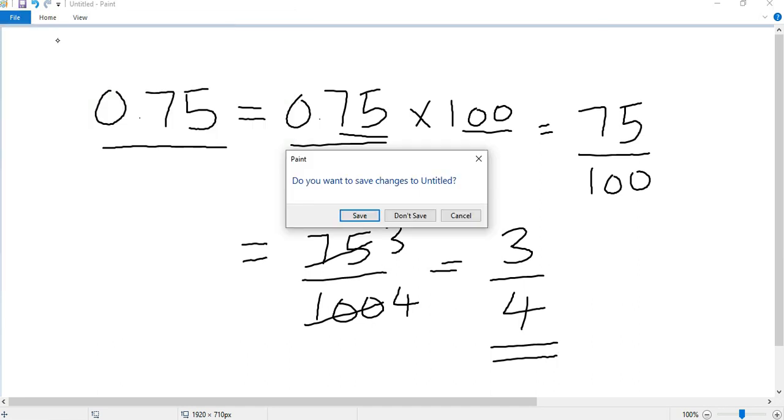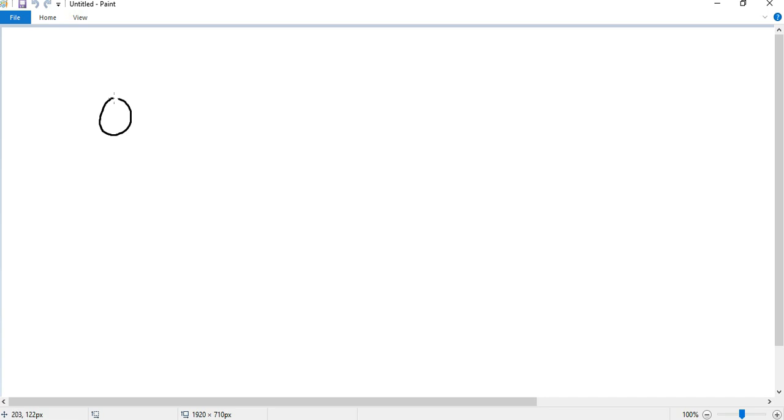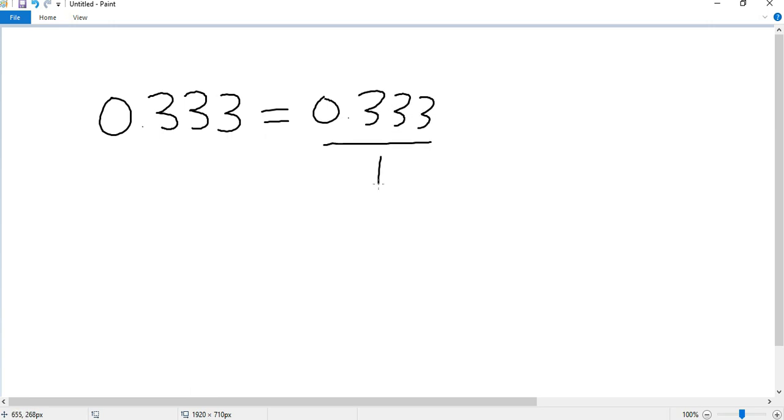Let's try another example. Now say for example we had the decimal number 0.333 that we have to convert to a fraction. So we'll follow the same procedure. Firstly we'll write it out as a fraction there. Now we need to determine what do we multiply the numerator and the denominator with. Is it 10, 100 or 1000? It will be 1000. We'll use 3 zeros because there are 3 numbers after the decimal point. So multiply it by 1000.